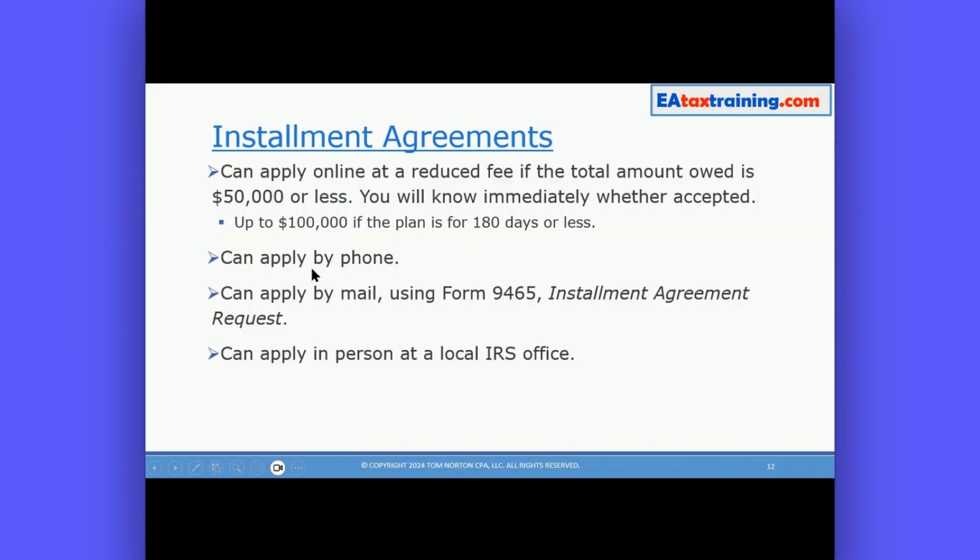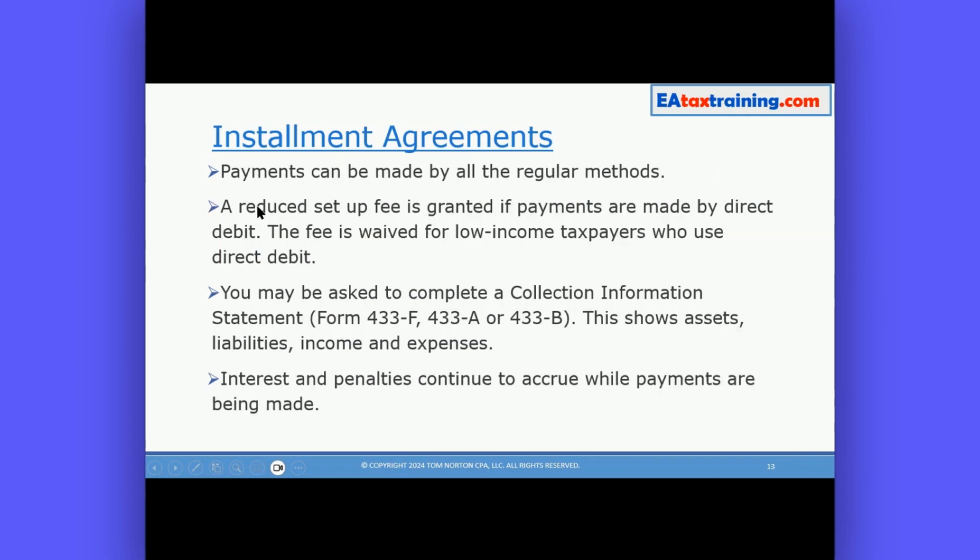You can also apply by phone, or you can apply by mail by using Form 9465, or you can actually walk into a local IRS office and apply in person. The installment payments can be made by all the regular methods that we already talked about for paying your taxes. A reduced fee is going to be granted if you set up direct debit from a bank account, and that setup fee will be waived altogether for low-income taxpayers who use direct debit.